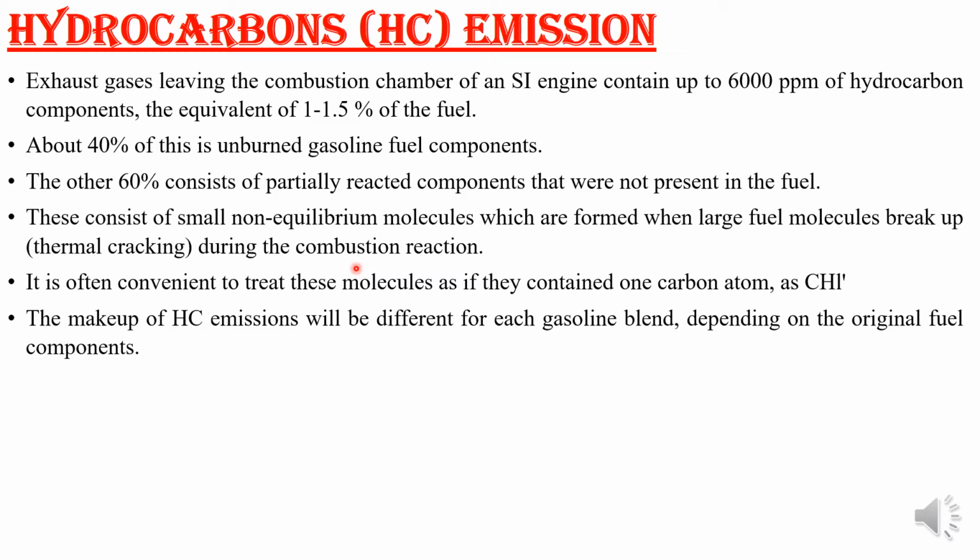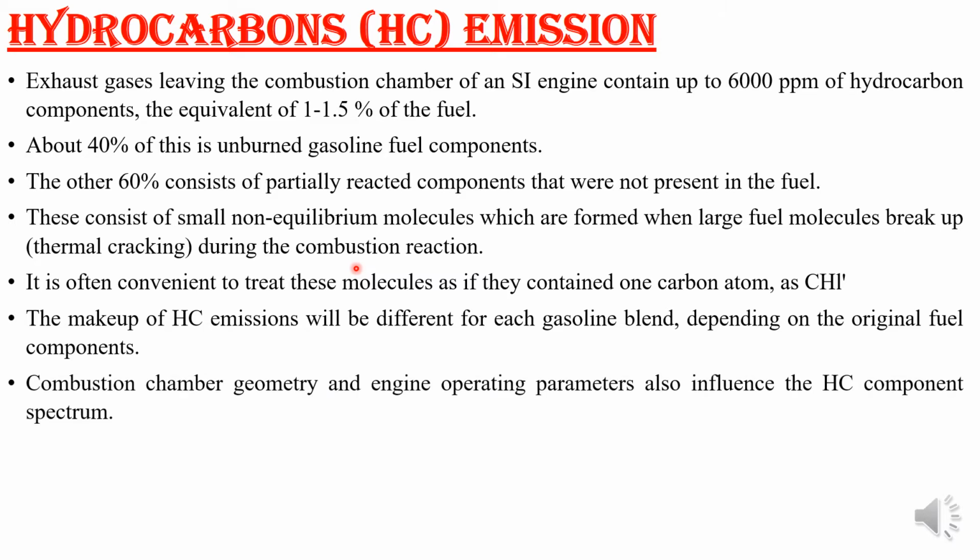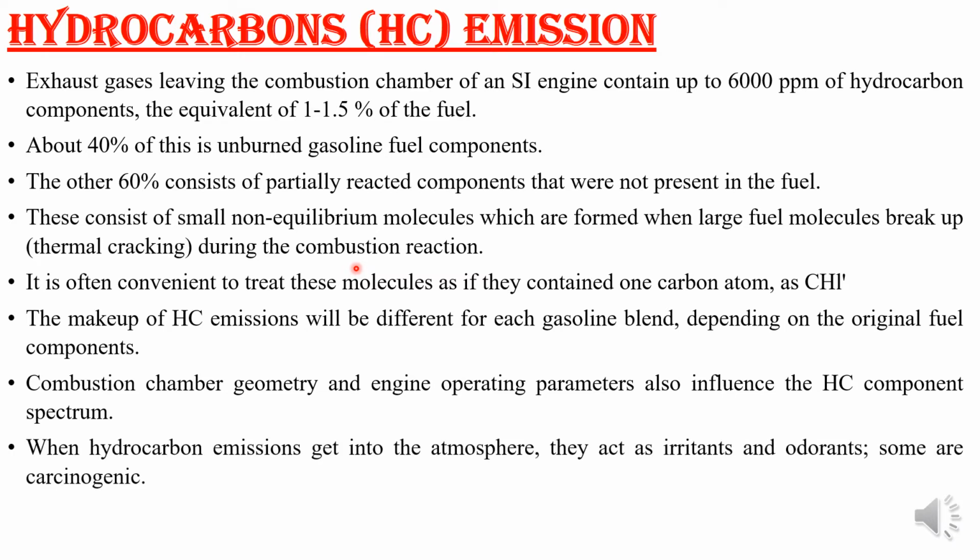In an SI engine, up to 6000 ppm of hydrocarbon components will be there, which is equivalent to 1 to 1.5% of the fuel. About 40% is unburned gasoline fuel components. The other 60% is partially reacted components that were present in the original fuel. This consists of small molecules formed when very large molecules break up by thermal cracking during the combustion reaction. The make-up of HC emission will differ for gasoline blends depending upon the original fuel components, and combustion chamber geometry and engine operating parameters also influence the HC components.